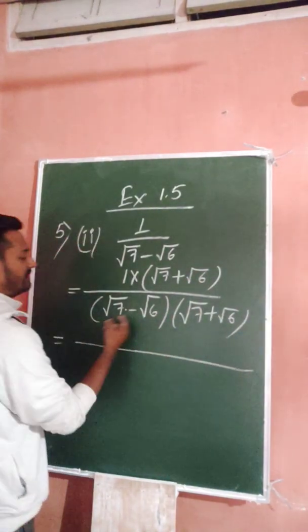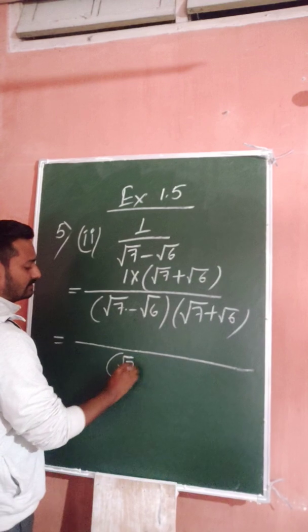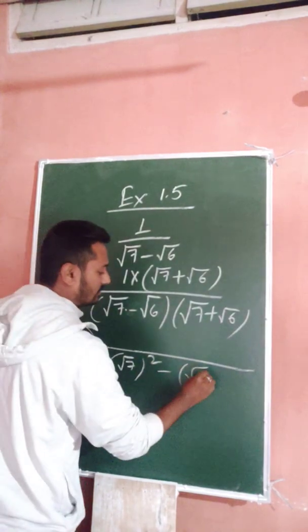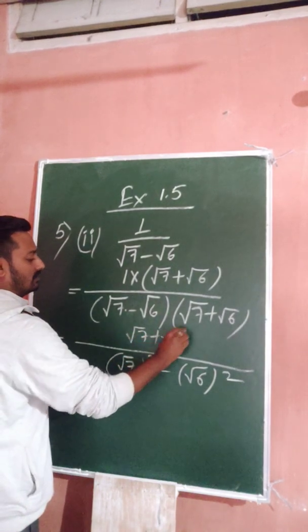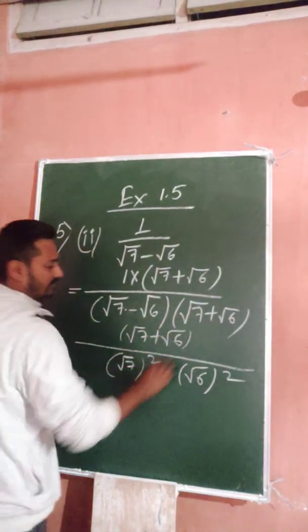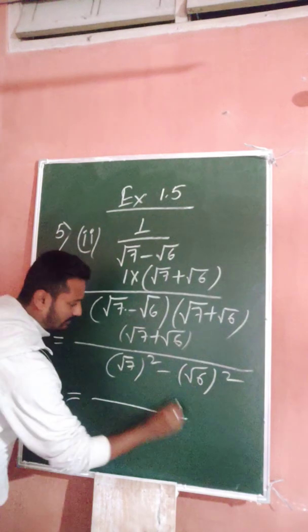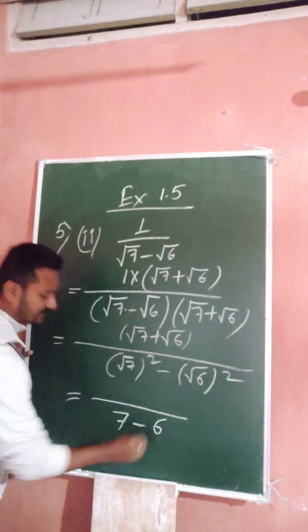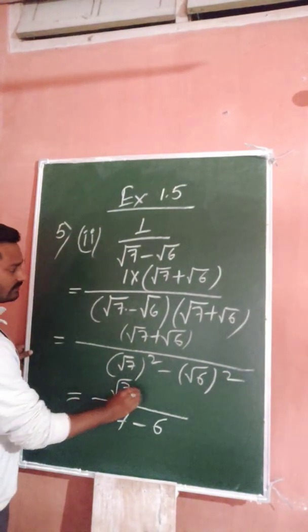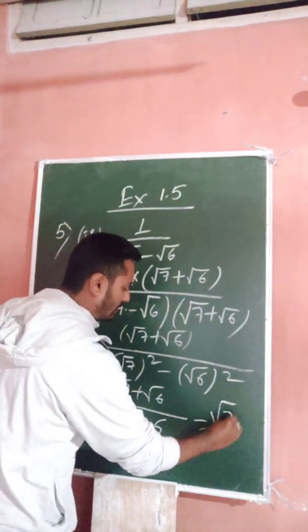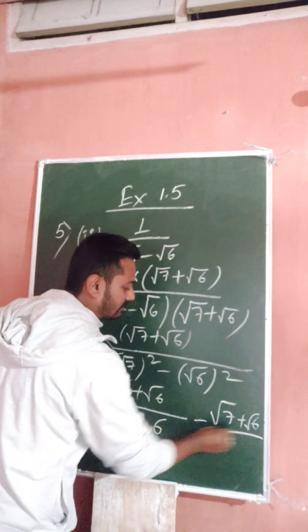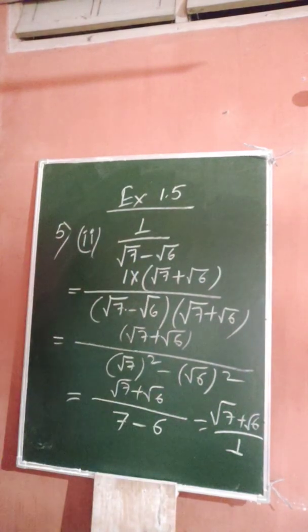So this becomes a minus b into a plus b, that means a square minus b square, and it becomes this one. You can use brackets also. So a square minus b square, that means a minus b, and the numerator is root 7 plus root 6. So 7 minus 6 becomes 1. So root 7 plus root 6 divided by 1.